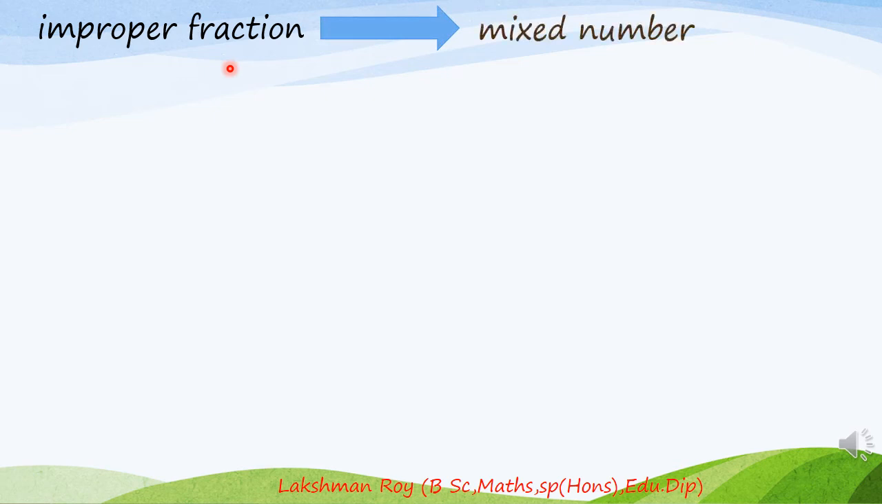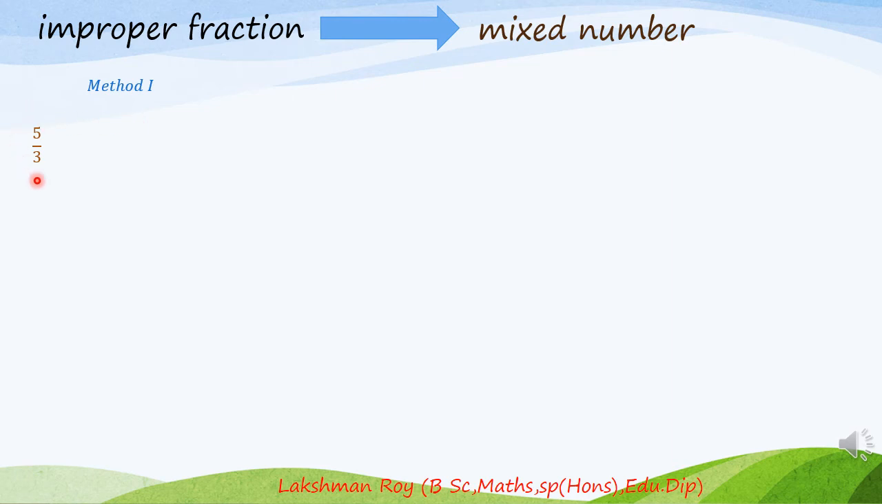Now in this part I am going to explain how to convert an improper fraction into a mixed number. Earlier we discussed how to convert a mixed number into an improper fraction. Now improper fraction into mixed number. That also has two methods. So method 1. This is my improper fraction. In the first method I'll do it this way.